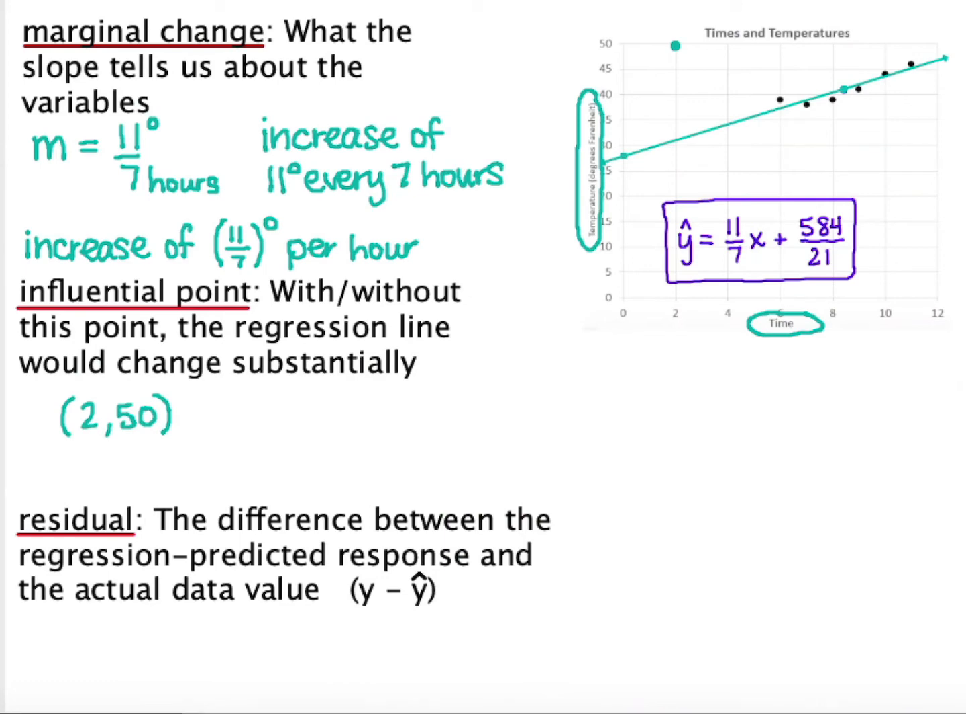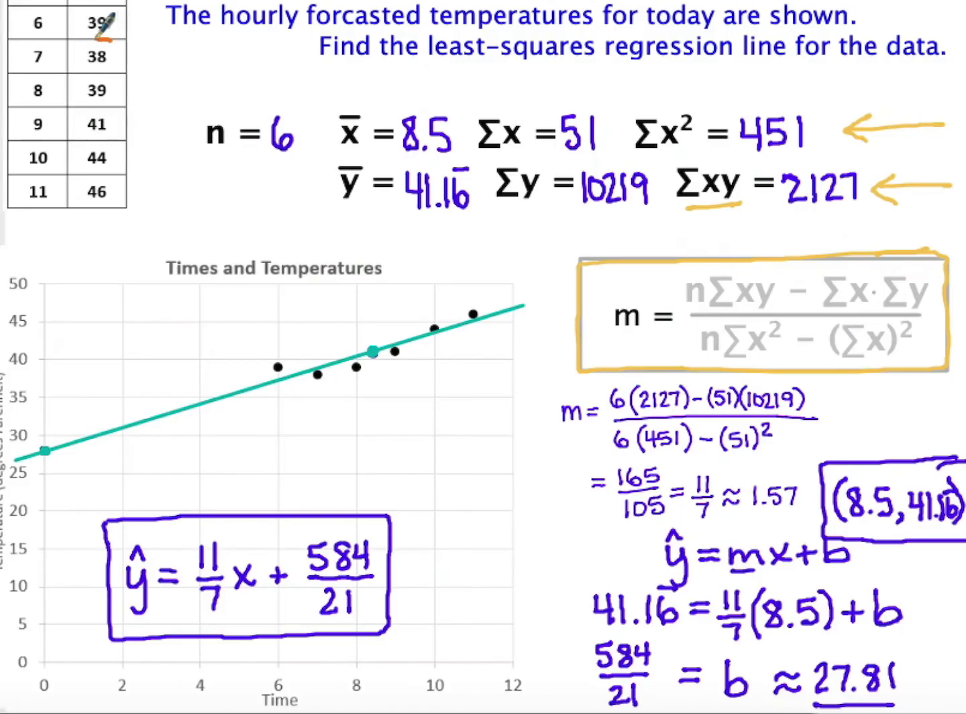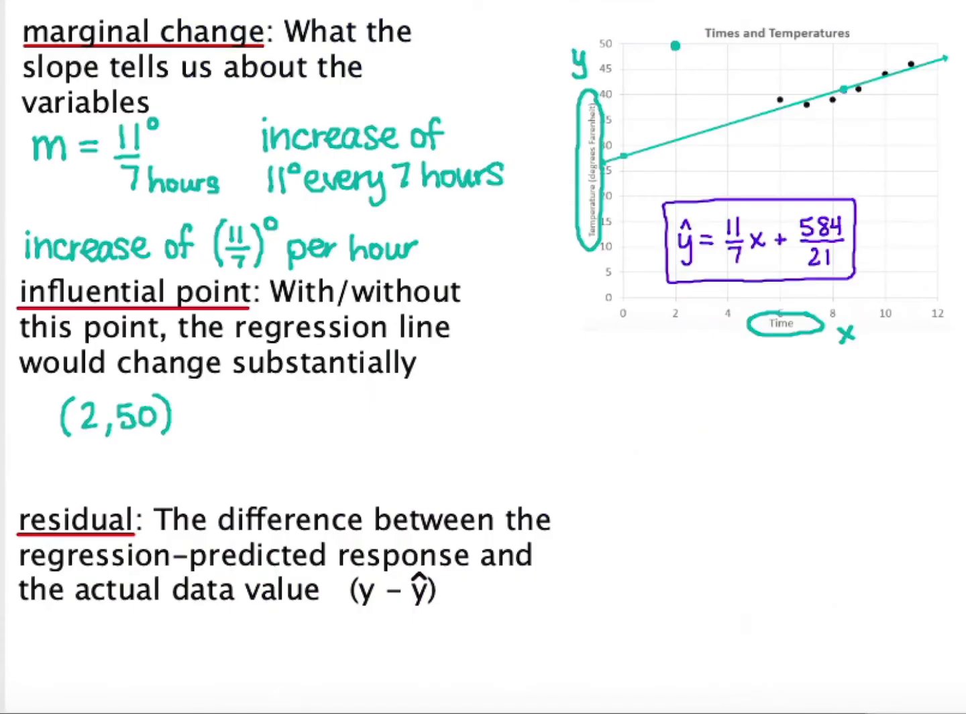Residual. This is something that my students have missed in the past, so pay attention. The difference between the regression predicted response and the actual data value. Remember that your y variable is the response variable, and x was the explanatory variable. And we're looking for the difference between the predicted from our y equals mx plus b, our y hat, and an actual y value. As an example, how about we pick the time 7 o'clock when it was 38 degrees.